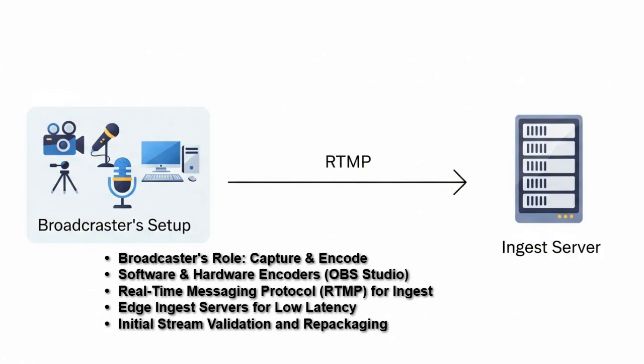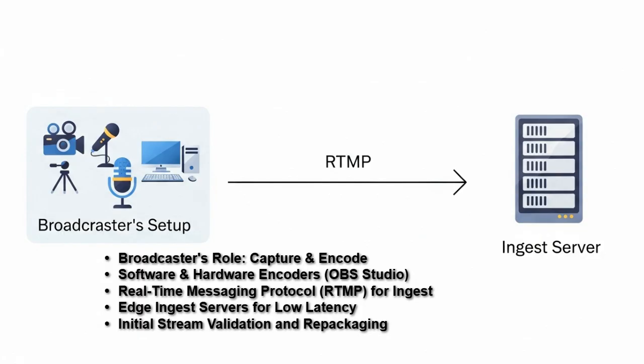The journey of a live stream begins with ingestion, where the raw video and audio from a broadcaster's device are first transmitted to the streaming platform. Most streamers use software like OBS Studio or dedicated hardware encoders, which capture their screen, webcam, and microphone, then encode this raw data into a compressed format.